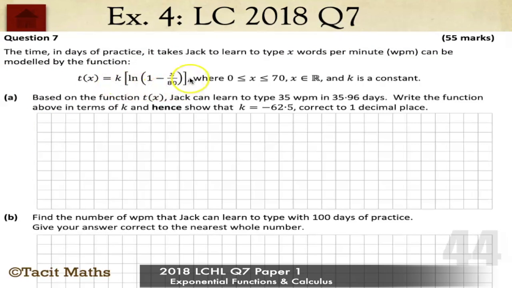Right, so I call these incomplete functions. We only want one unknown in there. We only want x to be the unknown. But in this case, there's a k as well. And lo and behold, in the first part, you're asked to figure out what k is.